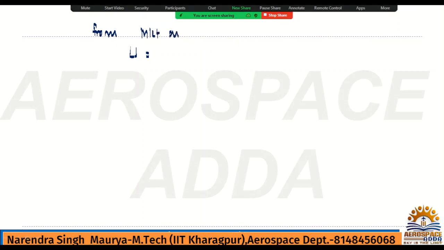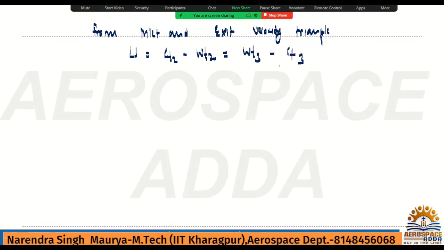From the inlet and exit velocity triangle, if you recall, you got U is equal to CT2 plus CT3. Check the velocity triangle; from it I had given this result, WT3 minus CT3. And this value you can write, since both are the same thing, as WT2 plus WT3. So here you got U by CA.